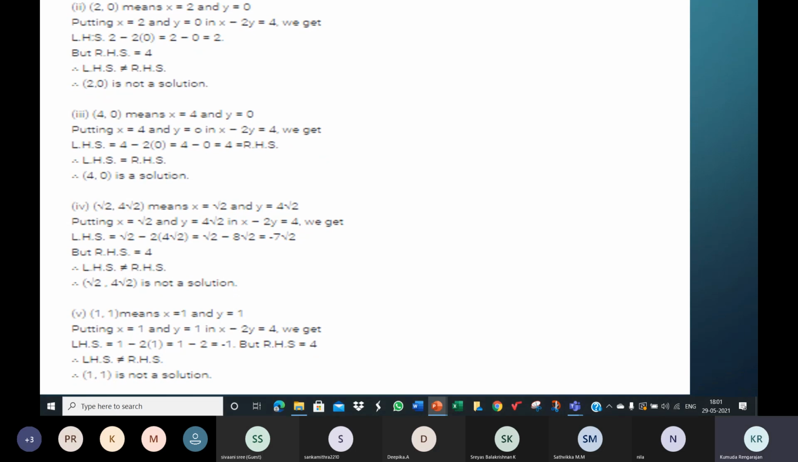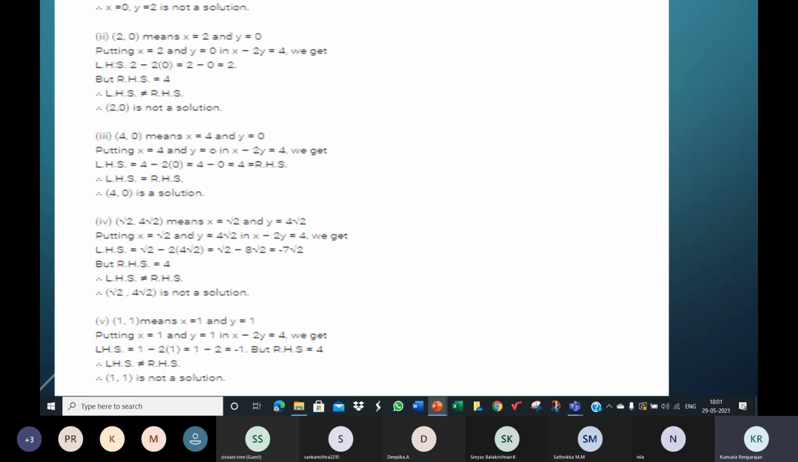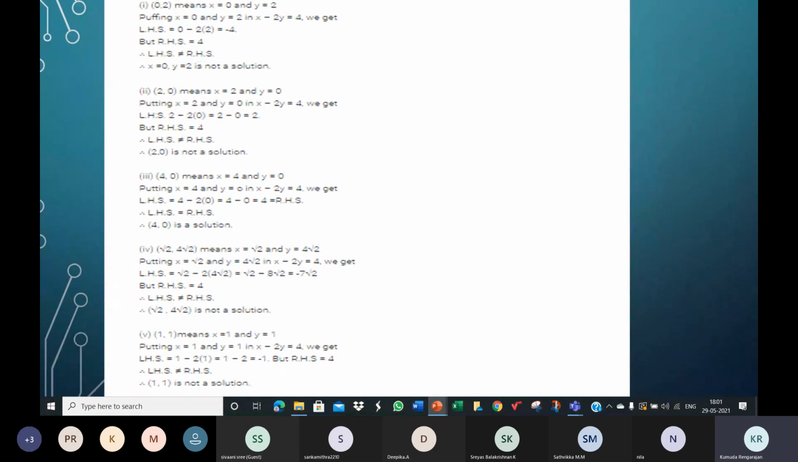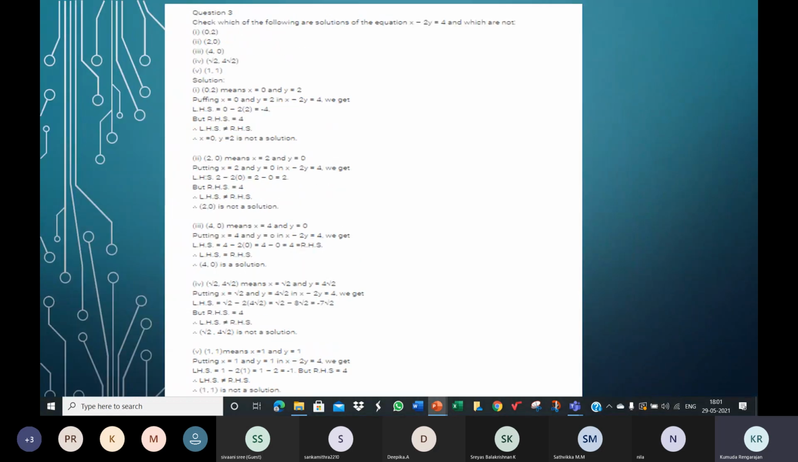Right, so when the equation is satisfied, the ordered pair is a solution. If the equation is not satisfied, the ordered pair is not a solution. So here we see not a solution, not a solution. Only (4, 0) is a solution to this equation. The others are ordered pairs, but they're not solutions to the given equation.